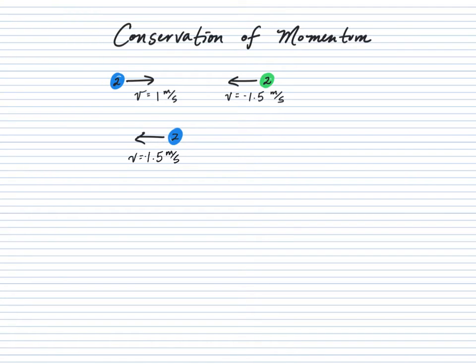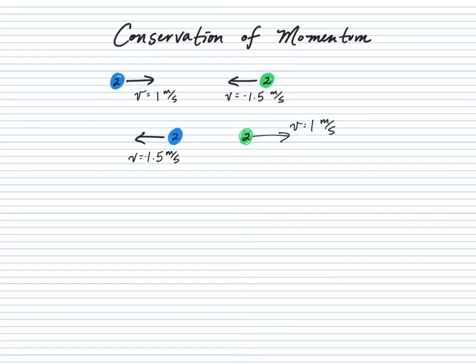Now the green guy began moving to the right with a velocity of 1 meter per second. So really what we can look at there is that, like I said earlier, the momentum that our blue object had essentially got transferred to the green object, and then vice versa. The green guy transferred his momentum to the blue guy. Thus, velocity is essentially just getting flip-flopped.